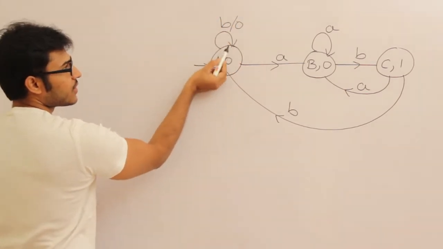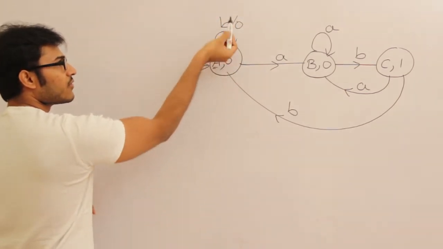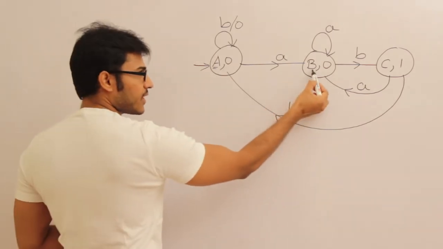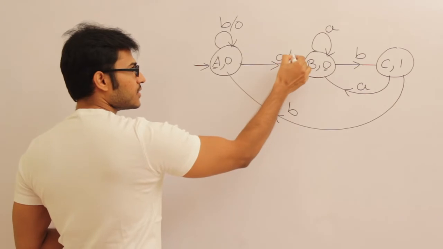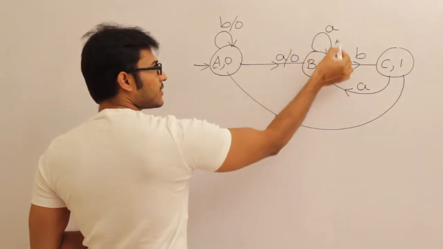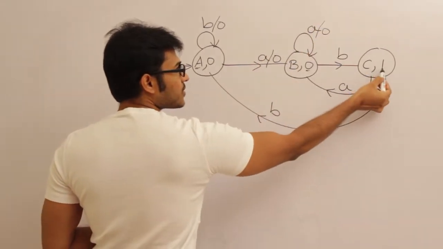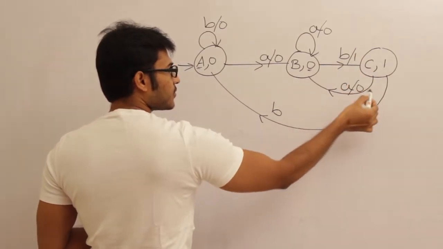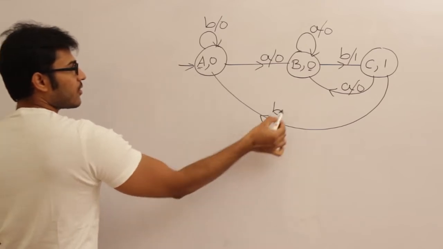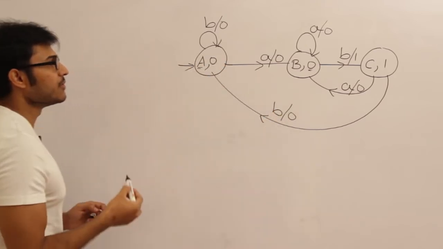Since the transition is going here and the output is 0, therefore I am going to write it as 0. And since the transition is going here and the output associated with this state is 0, I am going to write it as 0. And since the transition is like this, I am going to write it as 0. Transition is 1, I am going to write it as 1. Transition is 0, I am going to write it as 0. Transition is going here and the output is 0, therefore this is the Mealy machine.